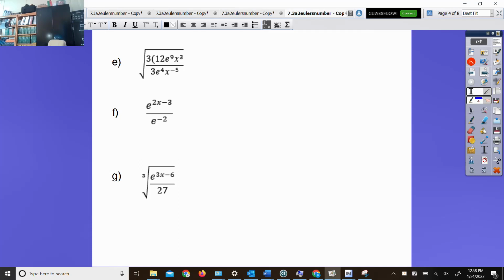I changed G. I think you have e to the 3x minus 6. I made it a 6. What's wrong with this page, Chris? Does it make you want to puke? So it was a good workout, right?